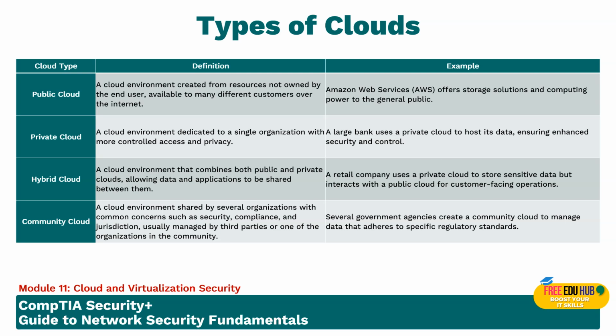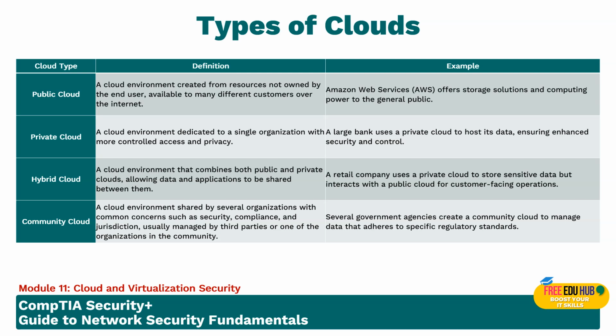Then we have a community cloud. It's a cloud environment shared by several organizations with common concerns such as security, compliance, and jurisdiction, usually managed by third parties or one of the organizations in that community. So a community cloud is shared between organizations, as said, with similar backgrounds or that require similar resources, regulations, and performance concerns. This type of cloud can be located on premises or off premises and is managed by the organizations or third-party providers.